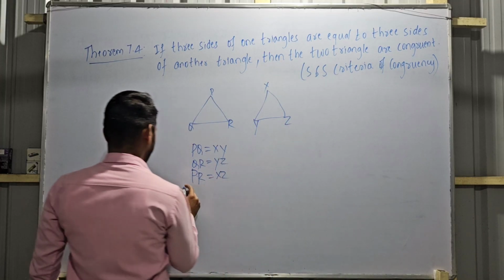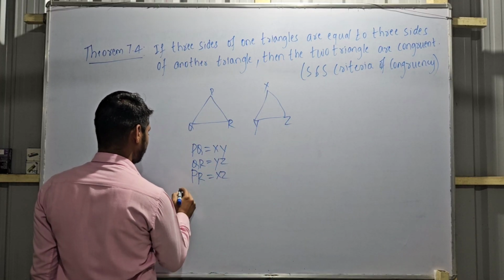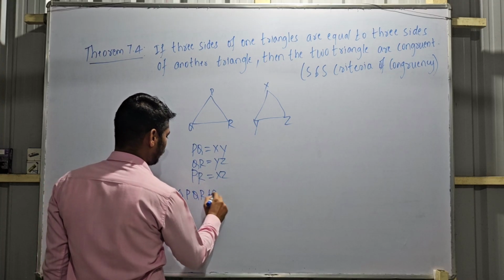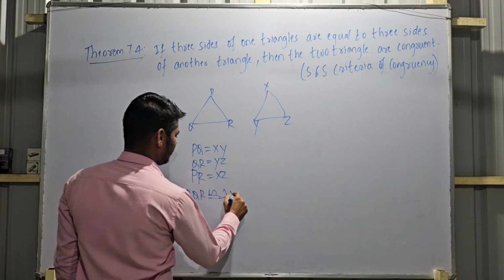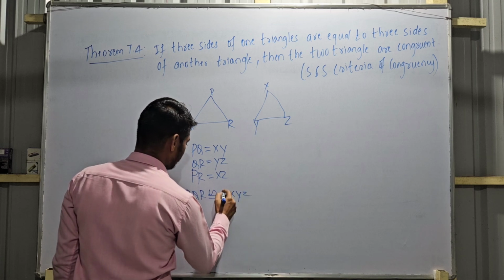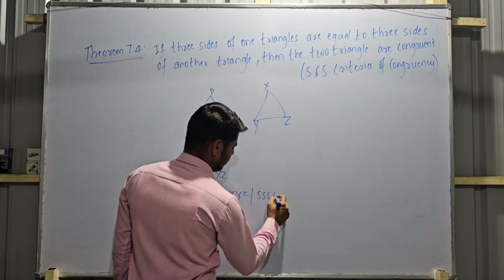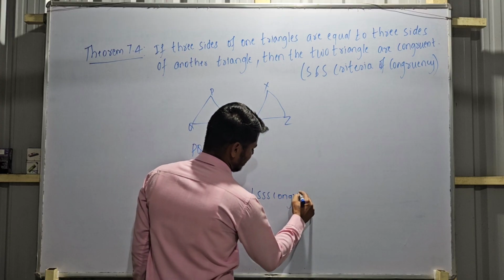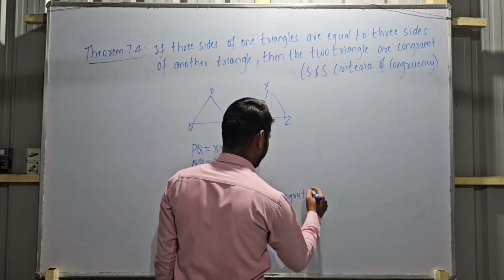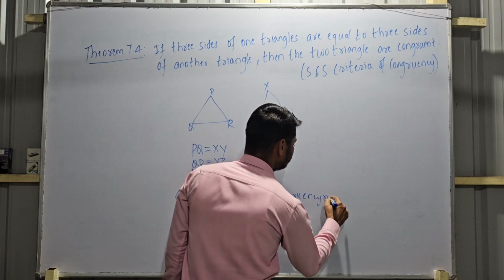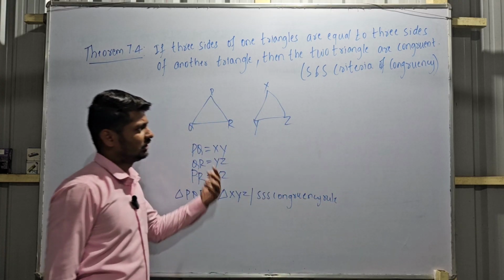Here we can write it as triangle PQR is congruent to triangle XYZ on the basis of the SSS congruency rule or criteria. Clear? So this is what.